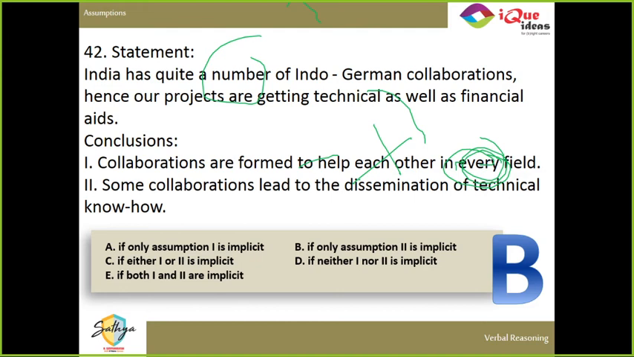If collaboration does not lead to the spread of technical knowledge, then can we say that because of the German collaboration, our projects are getting technical aid, technical help? No. That means collaboration does lead to the spread of technical knowledge, because if it did not, we cannot say that because of the collaboration we are getting technical help. I hope you understood it now. Right?